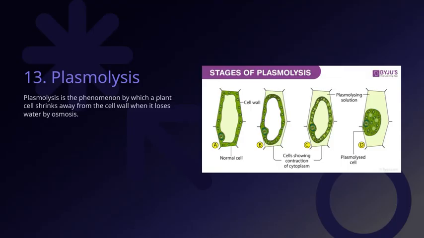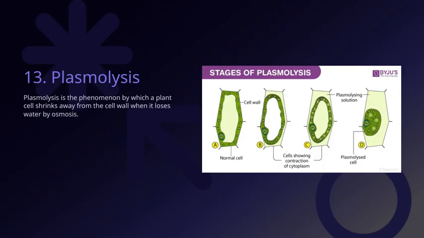Now, let's talk about plasmolysis. This is a fascinating phenomenon that happens in plant cells. Essentially, when a plant cell loses water through osmosis, the cell membrane pulls away from the cell wall. This shrinking process is what we call plasmolysis. It occurs because the water inside the cell decreases, causing the cell to lose turgor pressure.